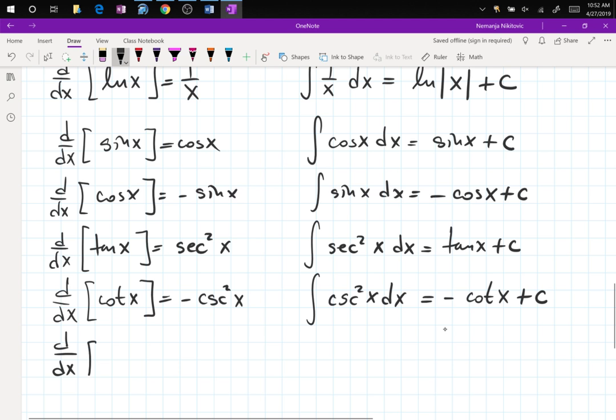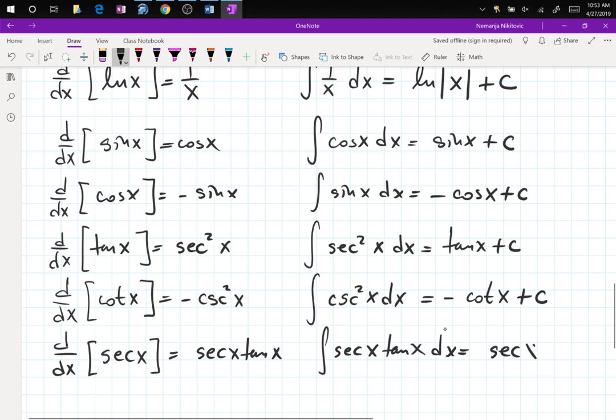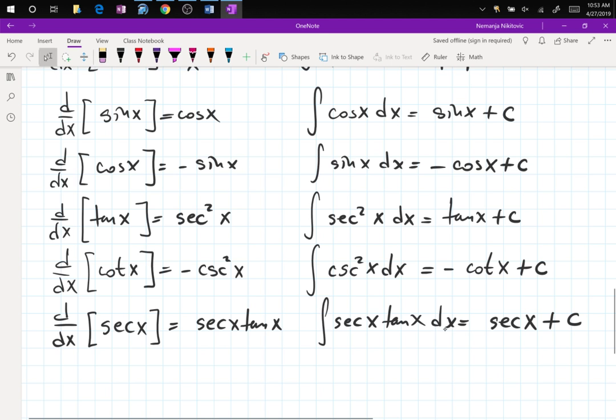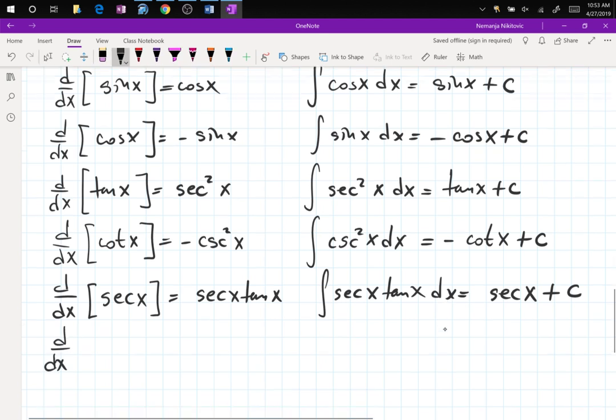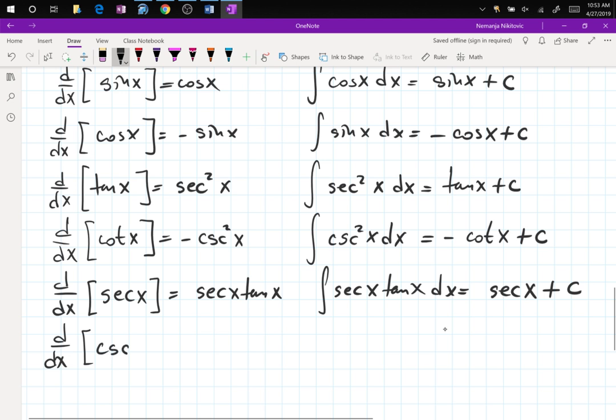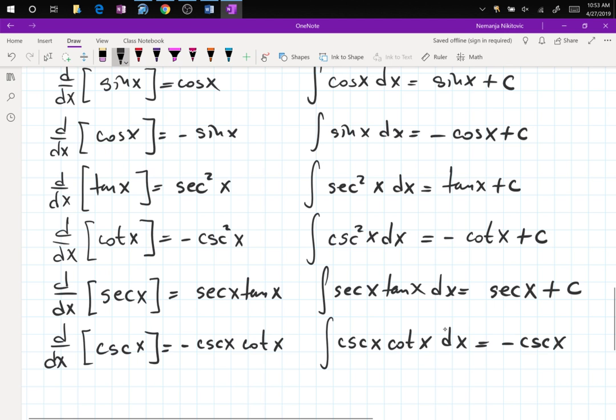We have the derivative of secant x, which is secant x tangent x, which means that the integral of secant x tangent x dx is secant x plus c. And finally, well, one more after this actually. So we have cosecant x, whose derivative is negative cosecant x cotangent x, and the integral of cosecant x cotangent x dx is going to be negative cosecant x plus c.